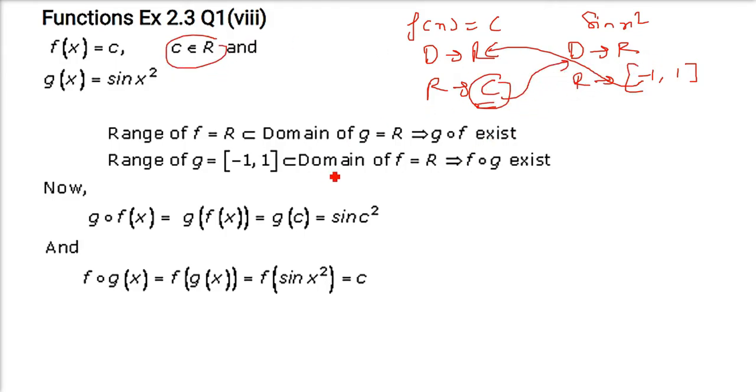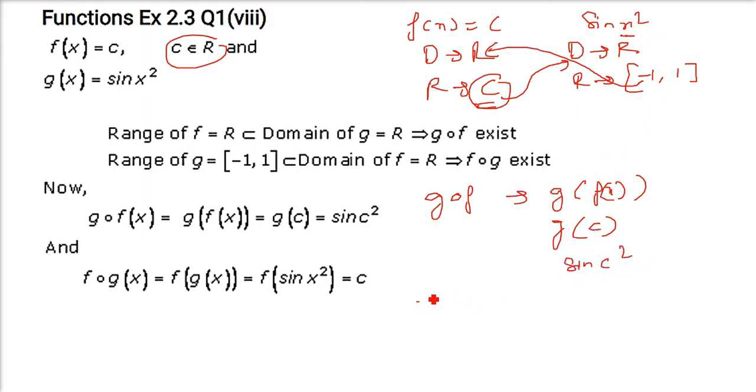So fog and gof both are possible. So let us find out fog and gof. So g of f(x): f(x) you take as C, which is a constant value, and put it inside g(x). That is, in place of x in sin x square, put C. So you have sin C square, gof.